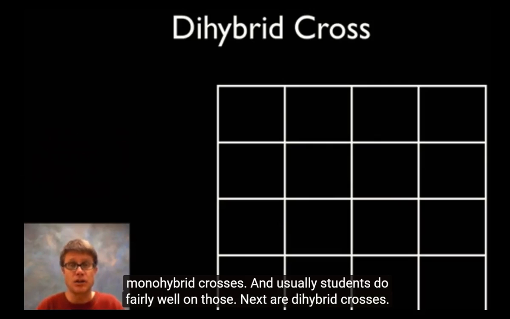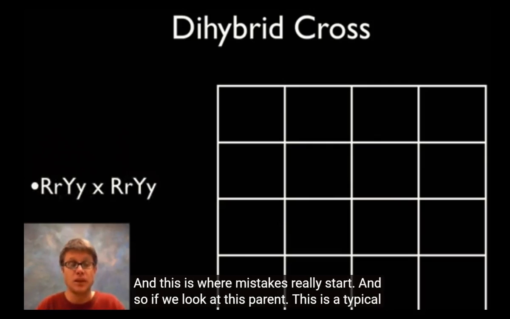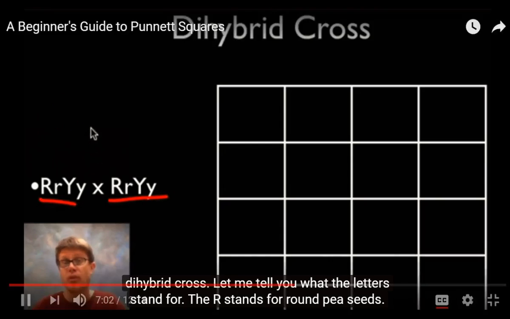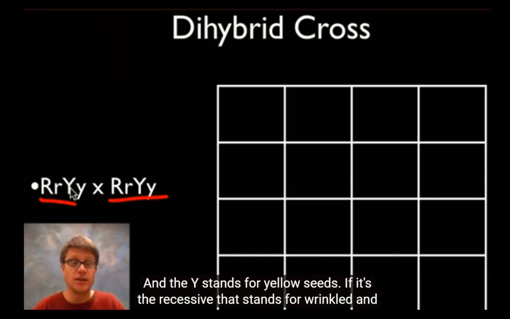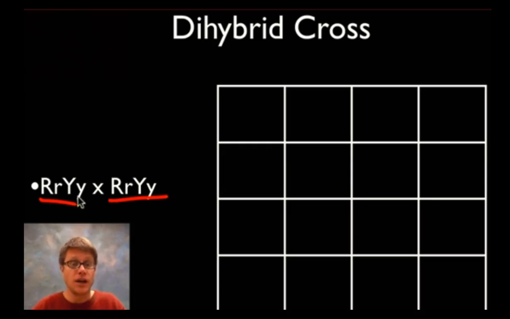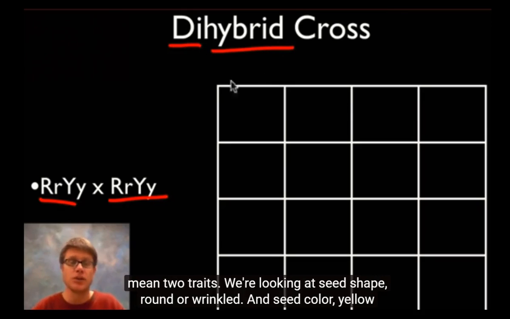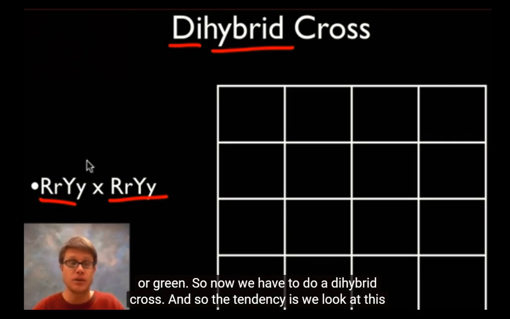Next are dihybrid crosses, and this is where the mistake really starts. And so if we look at this parent, this is a typical dihybrid cross. Let me tell you what the letters stand for. The R stands for round pea seeds, and the Y stands for yellow seeds. If it's the recessive, that stands for wrinkled, and if it's a little y, that stands for green. And so we're looking at a dihybrid, so that means two traits. We're looking at seed shape, round or wrinkled, and seed color, yellow or green.